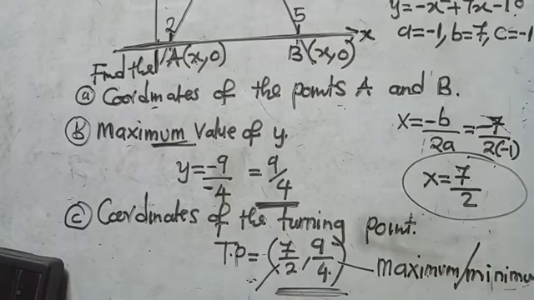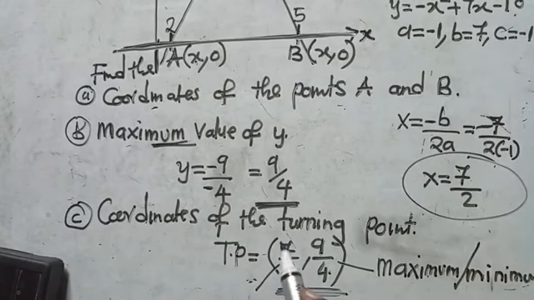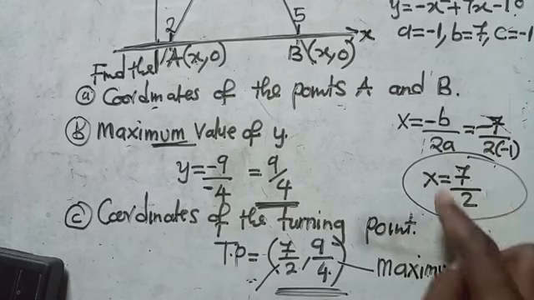This one that is there, x is equal to 7 over 2. This is what we call the equation of the axis of symmetry. So the equation of the axis of symmetry is the one that is there.